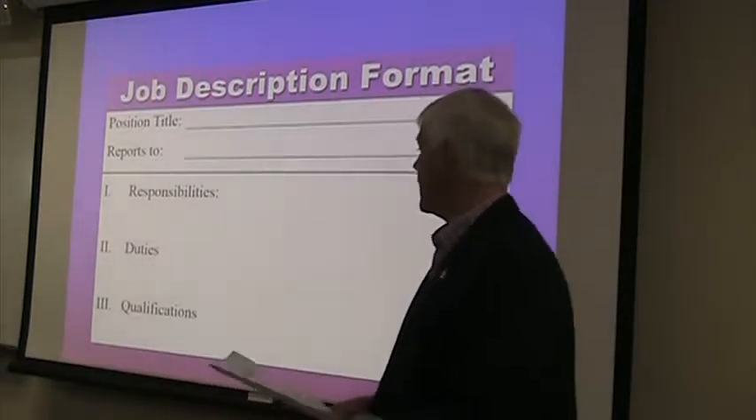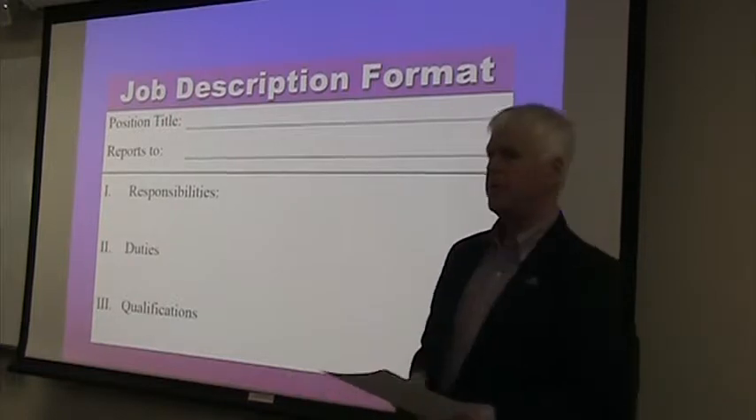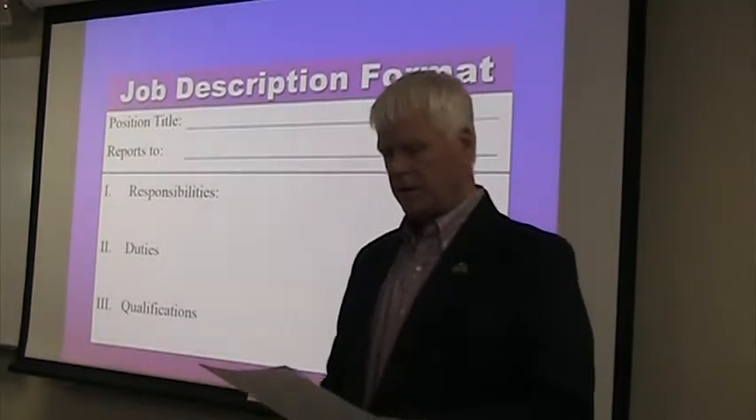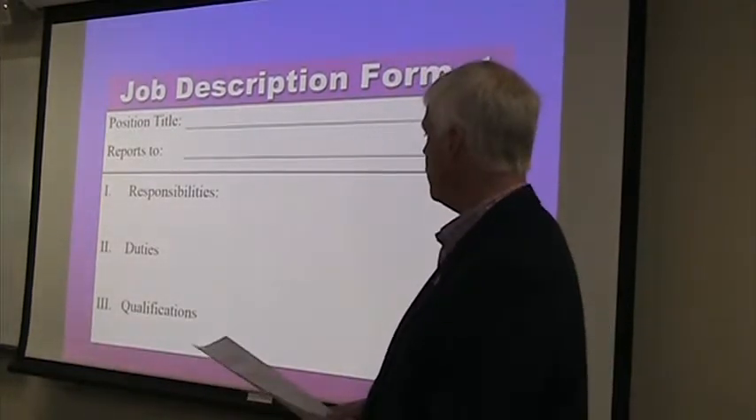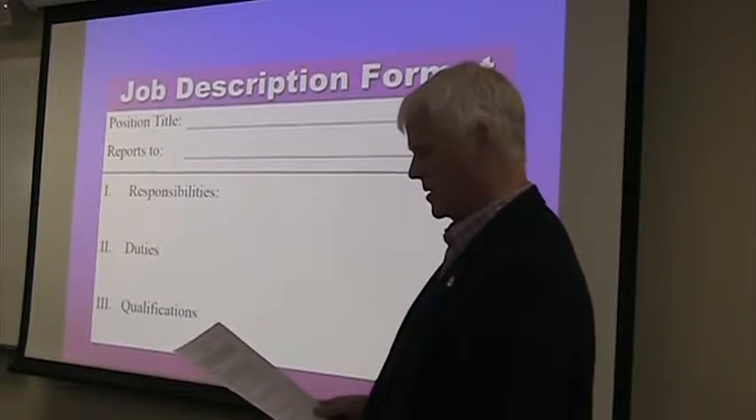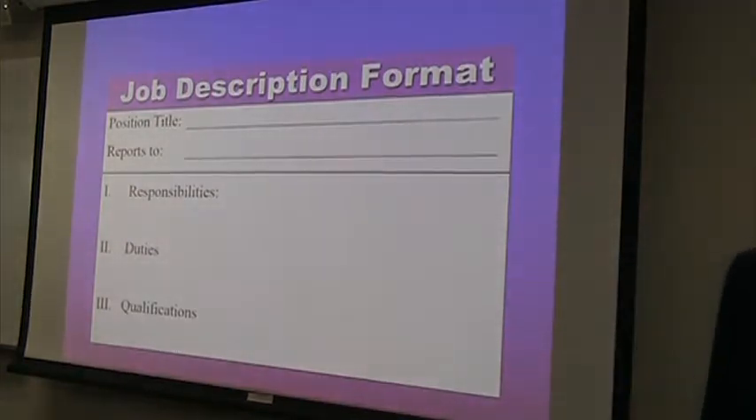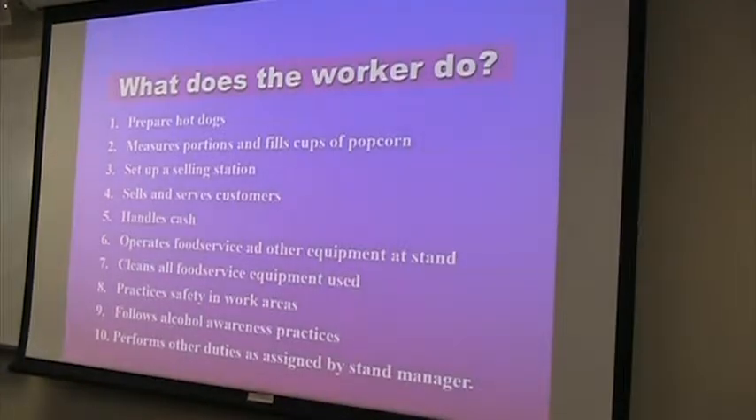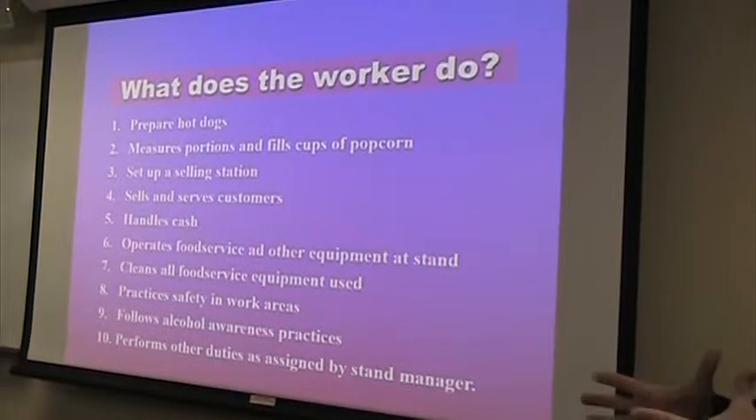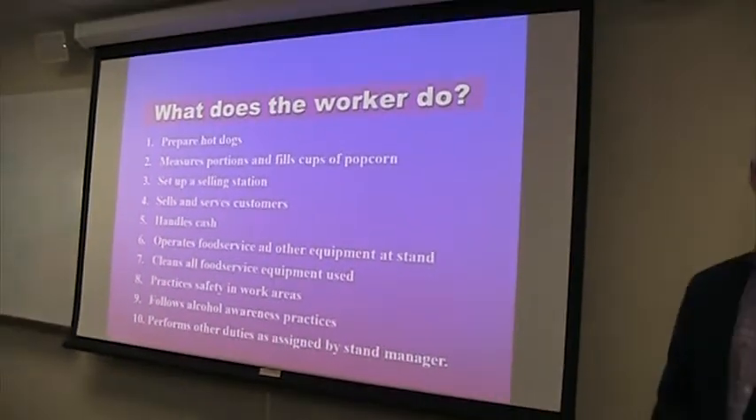The next piece is, what are their duties? What are their skills? What are their qualifications? So that's what the job description is supposed to do. Up here you can see on the screen right now just some samples. These same things are in the book. I'm not going to waste your time reading the book for you. But typically a worker might be able to make hot dogs or measure portions and fill cups of popcorn.